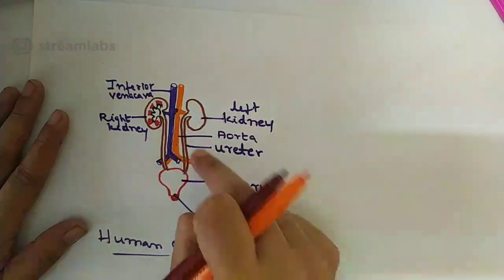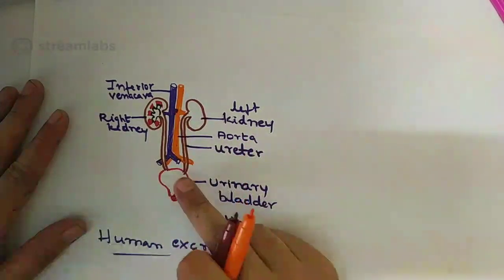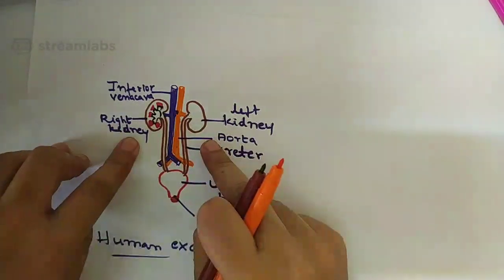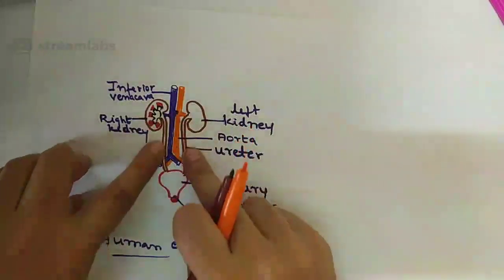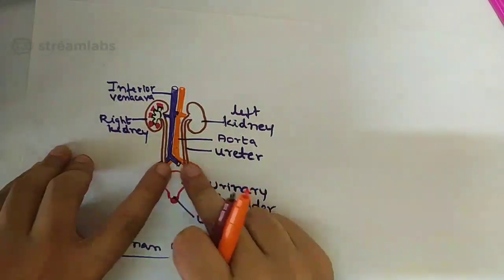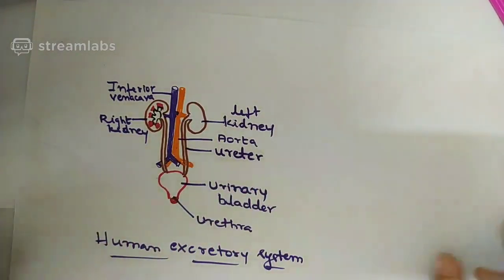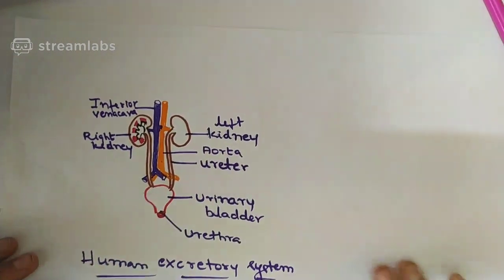The aorta brings the oxygenated blood to the different parts of the body. Right kidney, left kidney, a pair of ureters, a urinary bladder and a urethra. This is the human excretory system.